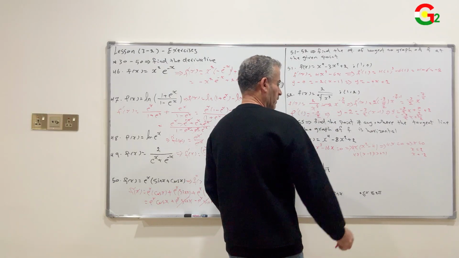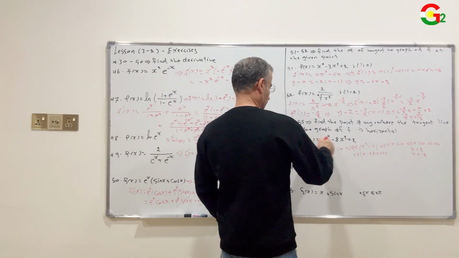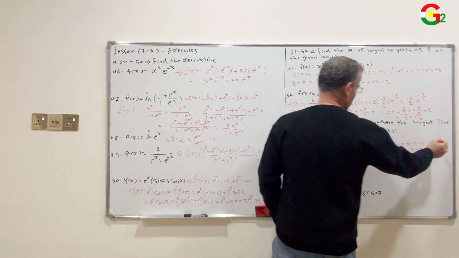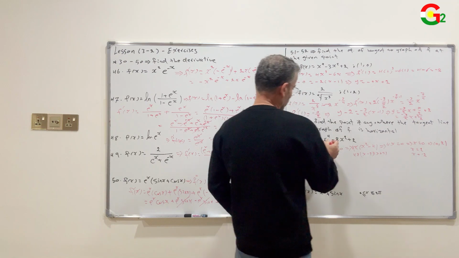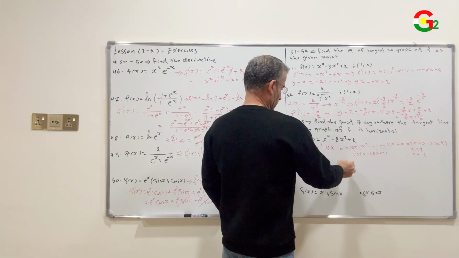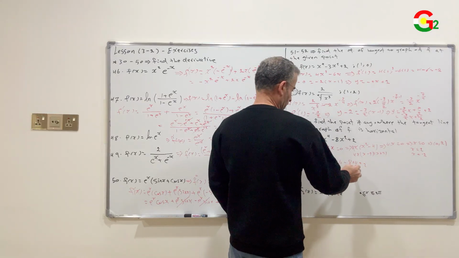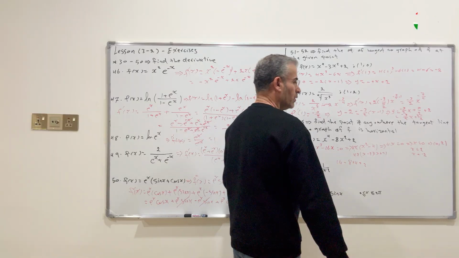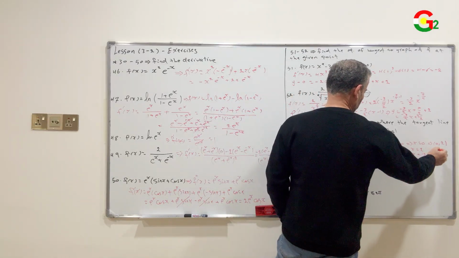To find the y coordinate of this point, substitute this value in the function. 0 minus 0 plus 2, 2. Then for x equal 2, 2 to the 4, it is 16 minus 8 times 4, plus 2. 8 times 4, it is 32, 16 minus 32, negative 16 plus 2, negative 14.